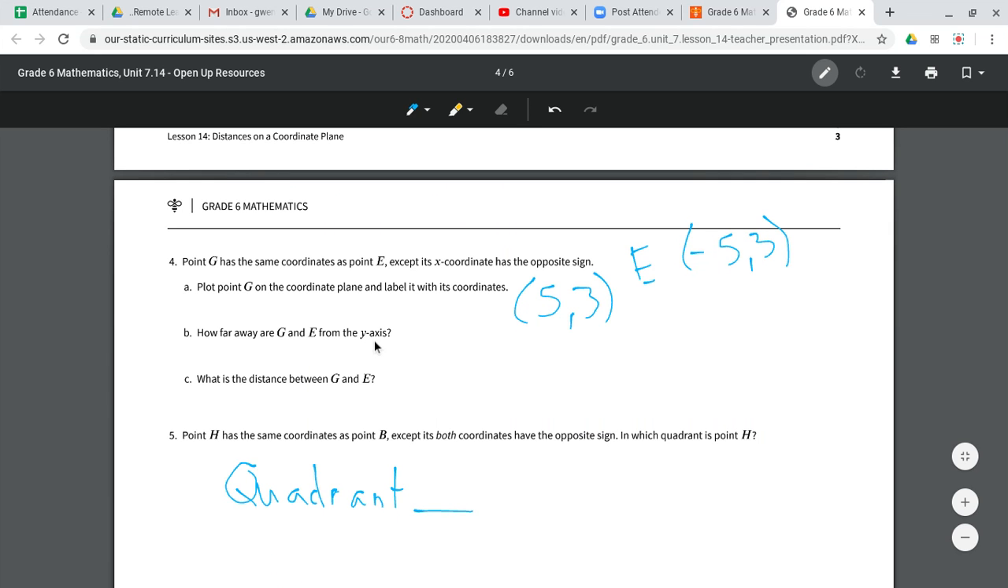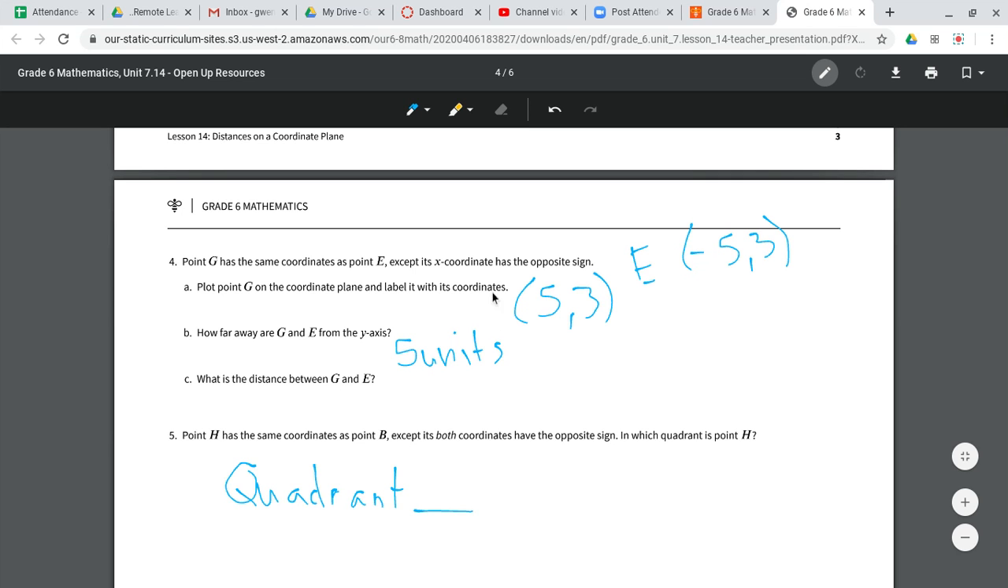from the y-axis? So this is looking at our x values, remember. So how far are 5 and -5 from the, or sorry, how far are they from the y-axis? Yes, that's looking at our x-coordinates. Sorry, got myself confused there. So it's looking at our x-coordinates. So how far are 5 and -5 from the y-axis? They're both 5 units. Excellent. So 5 units. Perfect. And then, so what is the distance between G and E?